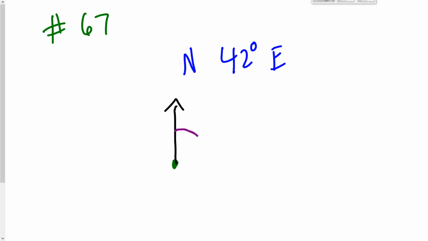Okay, number 67, we're looking at the distance between two cities, Winston-Salem, North Carolina, and Danville, Virginia. So the bearing is north 42 degrees east. So we start at one point, I'm thinking Winston-Salem. And from there, going off a north line, we're going 42 degrees towards the right because that's east. East is to the right. So we're going this direction to Danville.